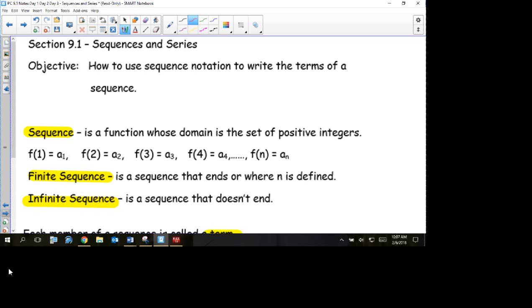So here's some vocabulary. Today we're starting sequences and series with chapter 9. We've already done 7 and 8.